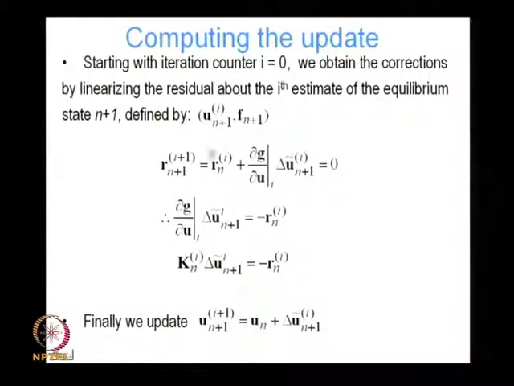So I say that R n plus 1 at iterate i plus 1 is equal to R n at i plus the gradient at i times the change in the displacement increment. And I am saying that I assume, again this assumption is that at the new location, at the new displacement, at the new value of the iterate, my residual is 0. That is the same assumption everywhere for Newton-Raphson. So at the new iterate my residual is 0.